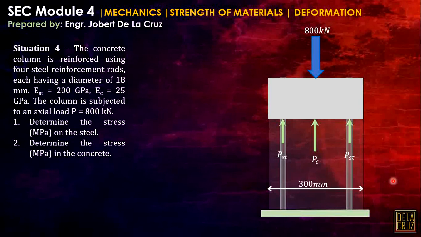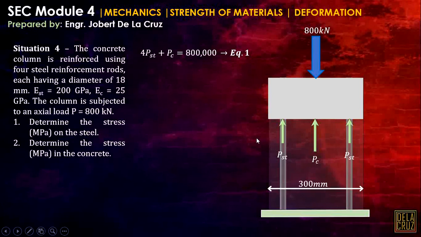By summation of forces vertical, that should be the equation. 4 PST, or 4 steel since there are four here, plus the force in the concrete, PC, should be equal to 800, and I will make it newtons: 800,000 newtons. That should be our equation 1. If we can calculate the PST and the PC, we can calculate the stresses on each material by just dividing this by the areas.